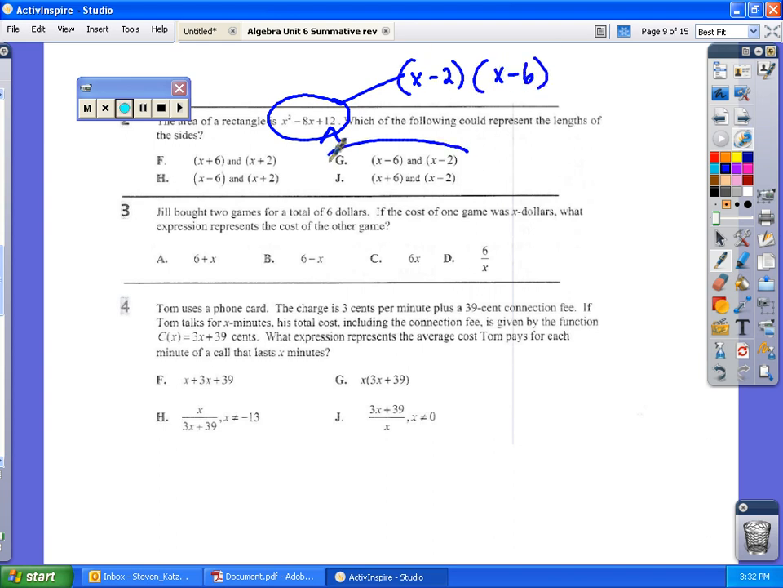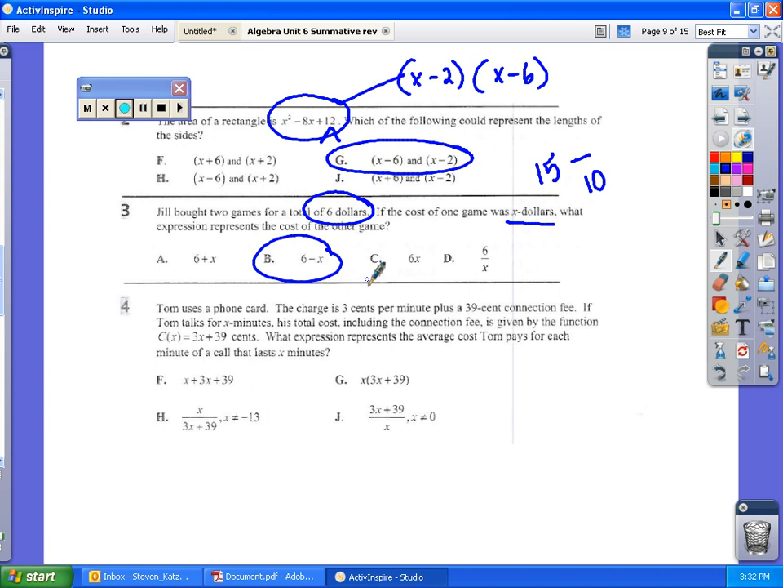So there they are. Jill bought 2 games for a total of $6. If one game was X dollars, what would be the cost of the other game? Well, think about it. If I bought something for $10 and the total price was $15, I would just subtract. So here, you know the total was $6, so you're going to subtract the one game, which was X dollars, so it'd be 6 minus X, because you're subtracting the one game to get to the other game.